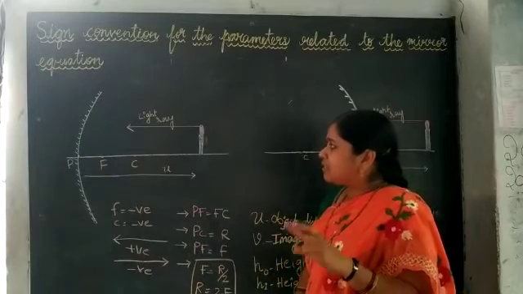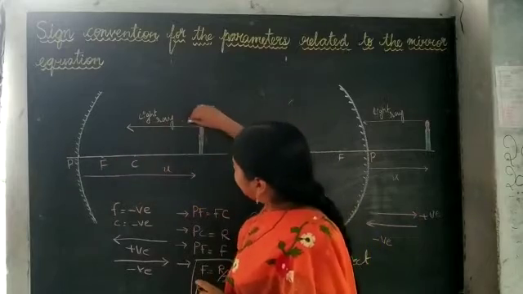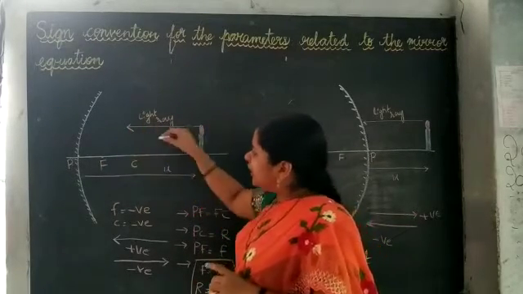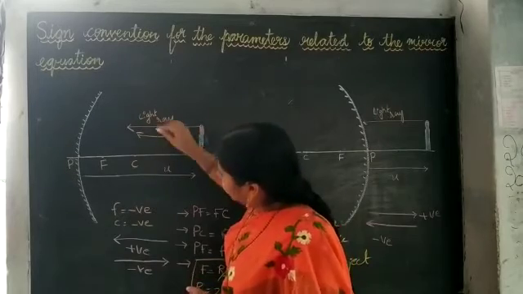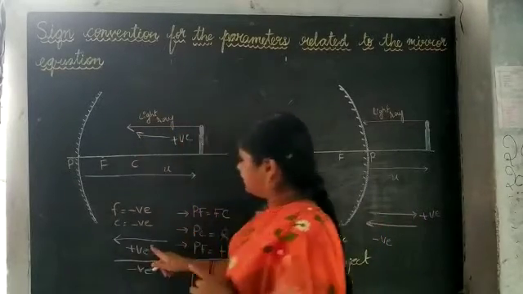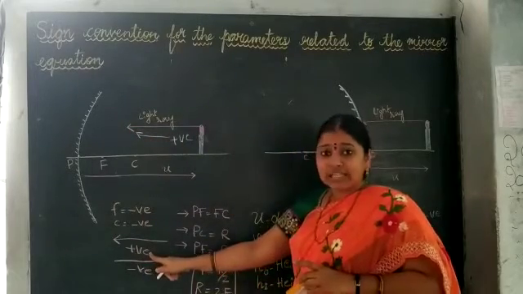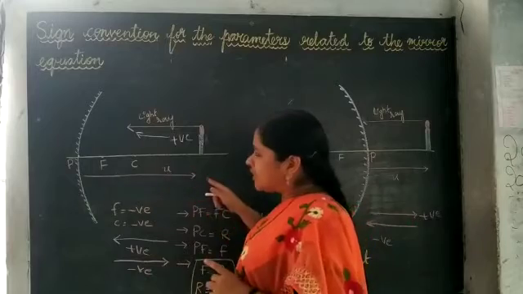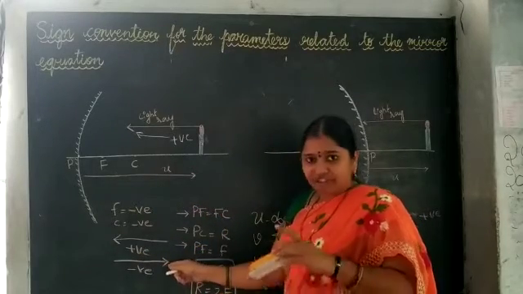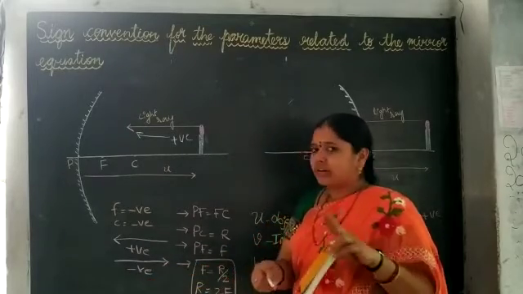The second rule is when we are measuring the distance in the direction of the light ray or incident ray, the sign is taken as positive. In the same direction, we take the sign as positive. If we are measuring in the opposite direction to the incident ray, then the sign is considered negative. This is the second rule.